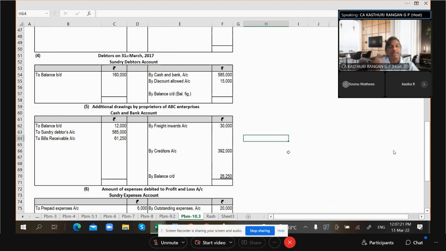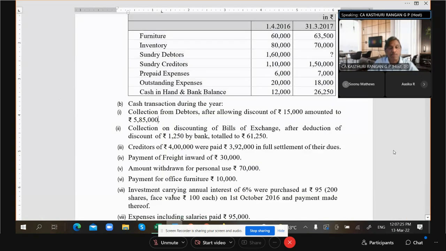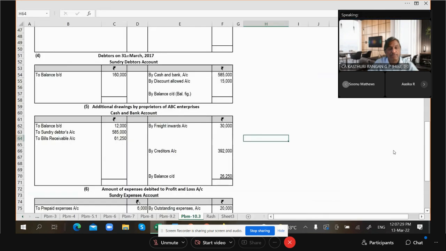Expenses debited to P&L, credited in bank account. Next. Amount withdrawn for personal use 70,000. Drawings. So by drawings, how much? 70,000.